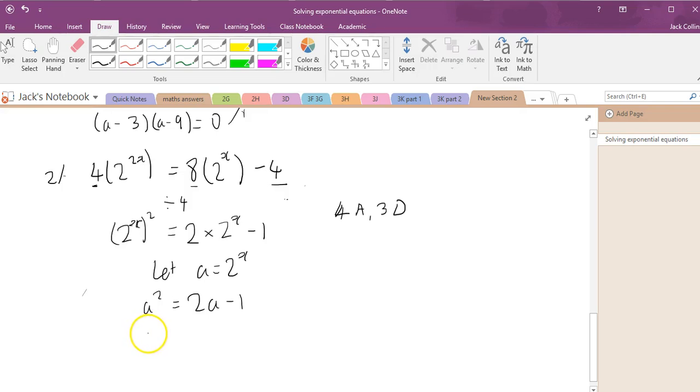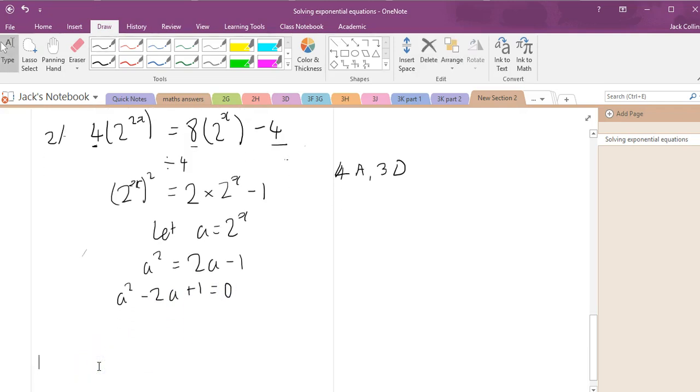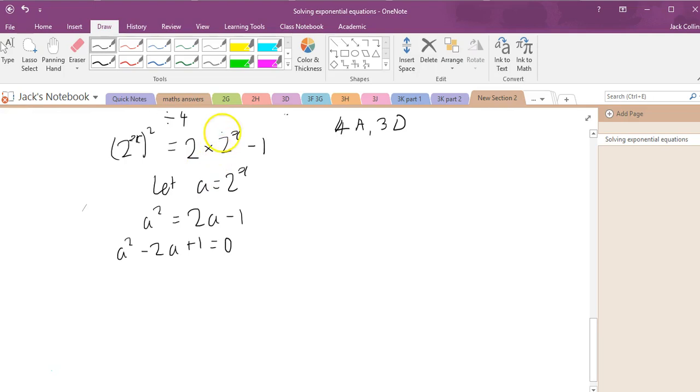Okay, so all you'd have to do, step 1, would be get everything to the one side: a squared minus 2a plus 1 is equal to 0. Just give myself a bit more room. Okay, and now I've got to think, once again, thinking back to our previous topics, what adds to give negative 2 and multiplies to give 1. So negative 1 times negative 1 is equal to 1. So there'd be (a minus 1) squared is equal to 0. Therefore a has to be equal to 1.